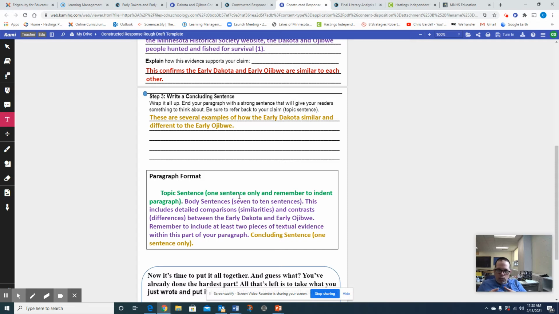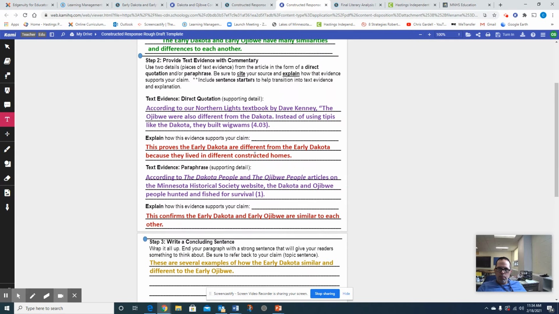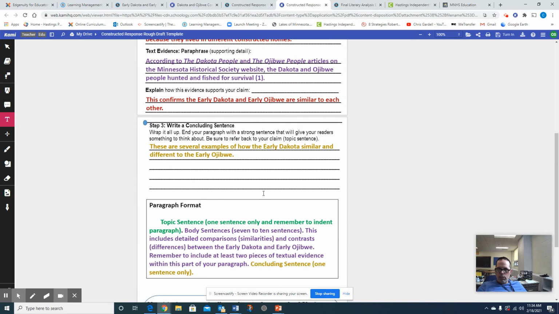Those sentences is where you're going to get very detailed to compare the Dakota to the Ojibwe and explain those similarities and differences between these two groups of people. And remember, you must include at least 2 pieces of textual evidence within this part of your paragraph. That's where that step 2 comes into play. So you need to have 2 pieces of textual evidence within your constructed response.